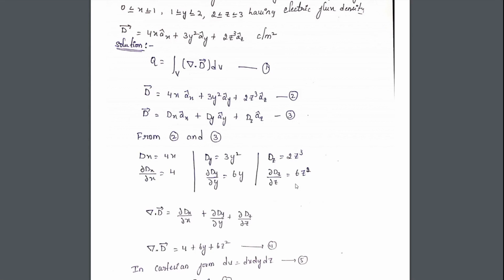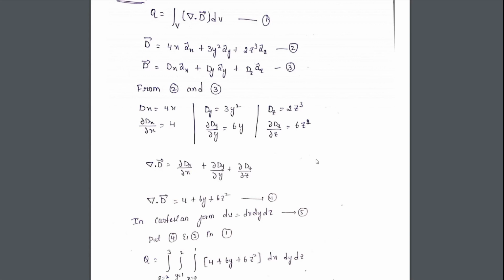If you do the differentiation along the x direction first, what is the differentiation of 4x? It is 4. Then for Dy, differentiating y square gives 2y, so it will become 6y. And differentiating z cube gives 3z square, so dDz by dz will become 6z square. Understood how to find divergence? Whatever D is given, you write that first and compare it with the standard form in Cartesian, so you'll get the three components Dx, Dy and Dz.